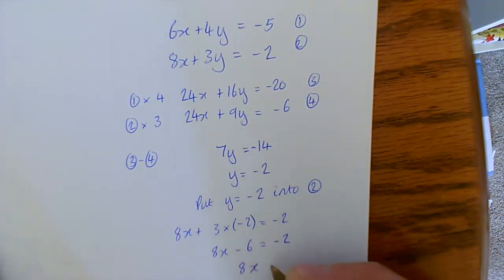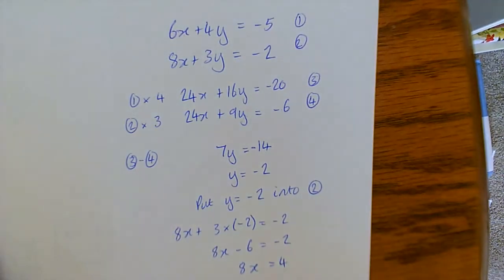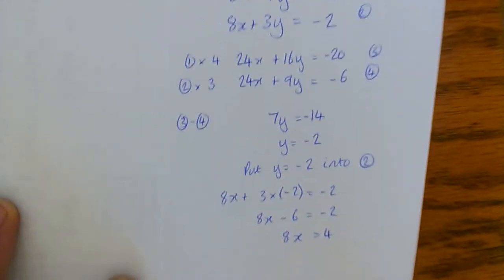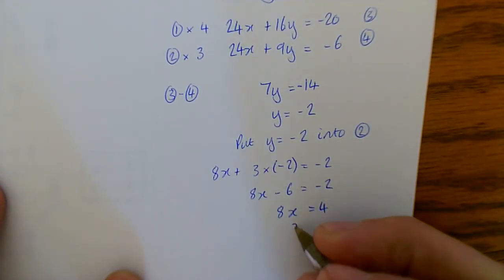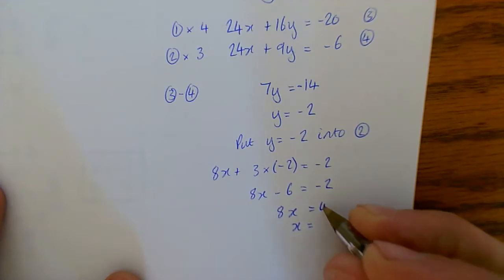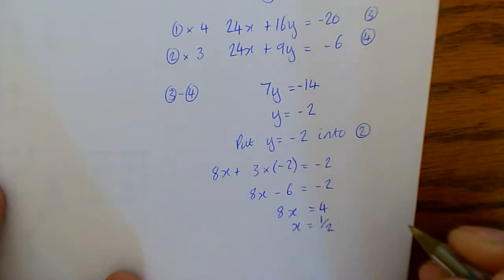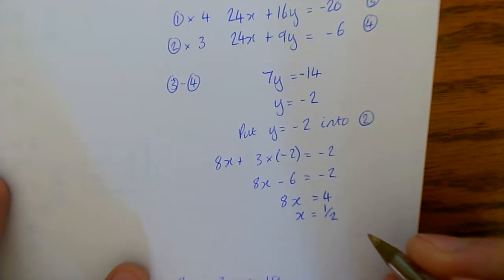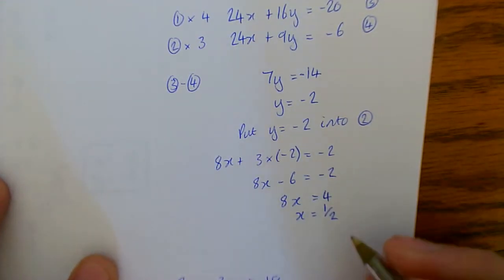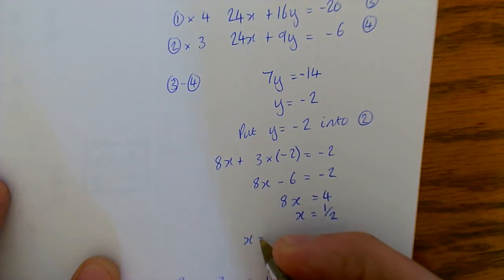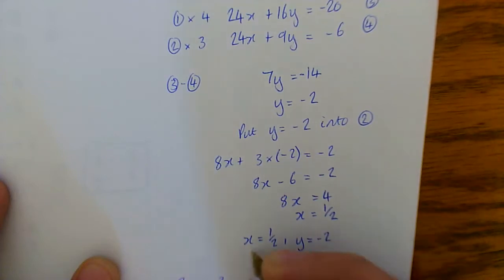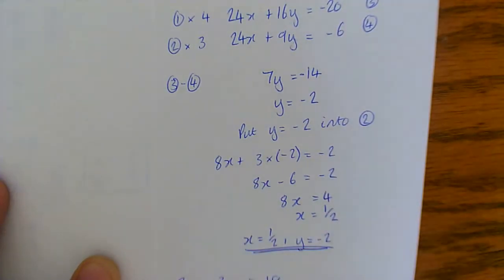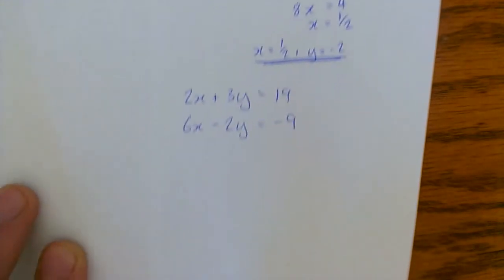So 8x equals 4. Now be careful with this very last step. It's amazing how many people get this wrong. We're dividing both sides by 8. So x is not equal to 2. 4 divided by 8 is a half. Please don't make that mistake. It's such a classic, but such a silly little mistake as well. Again, write out our answer when we finish. So x equals a half, y equals minus 2. There's my finished answer.